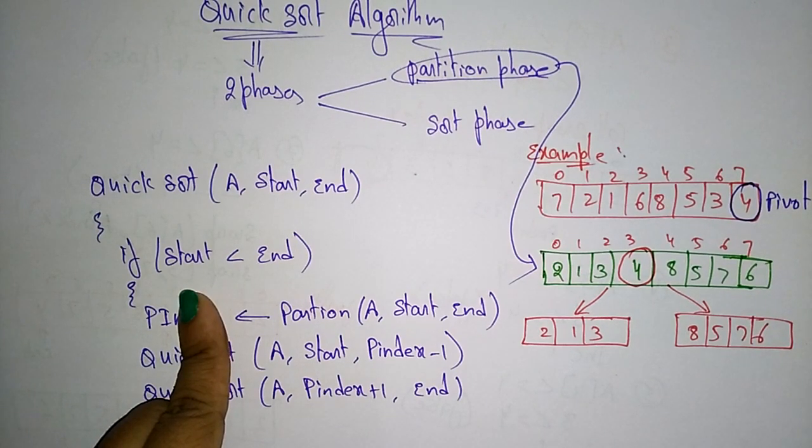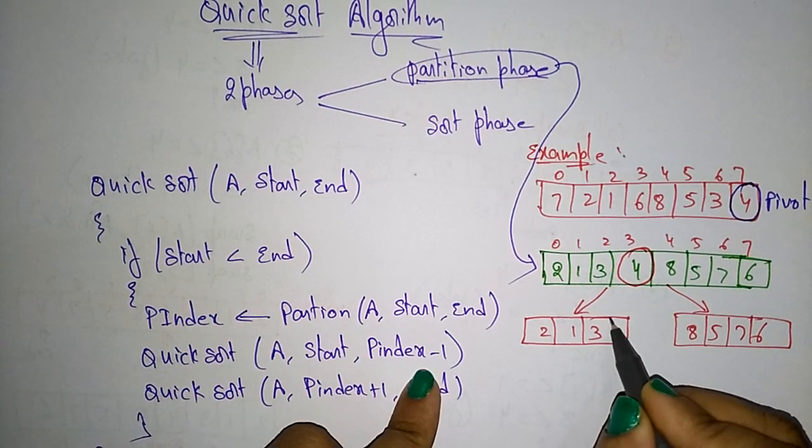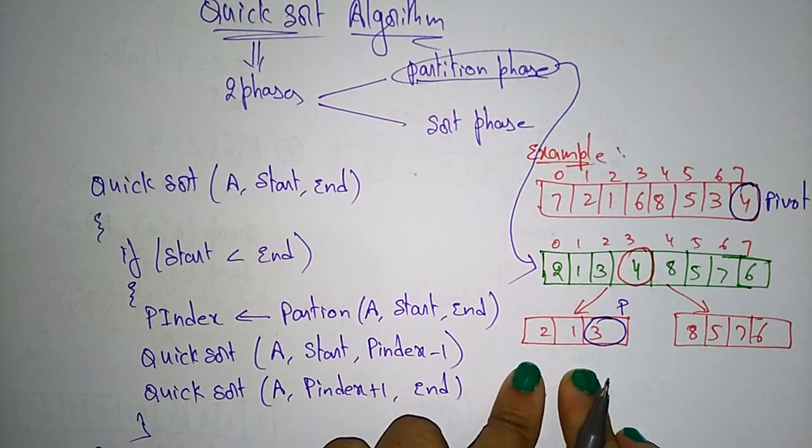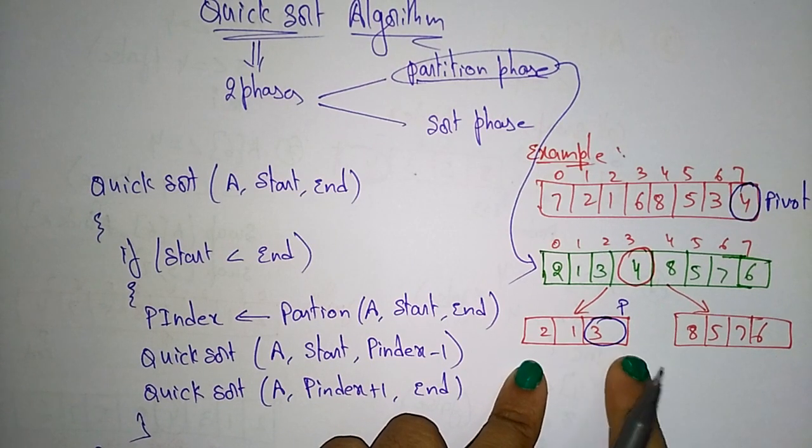Okay. So now this becomes the pivot element. So this is in this array, the sub array. So this is a pivot element.